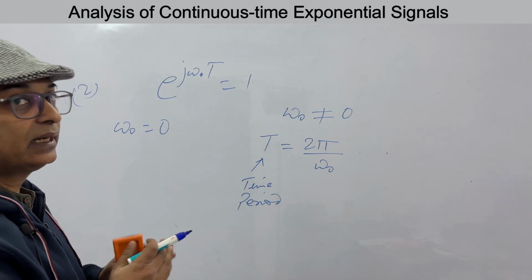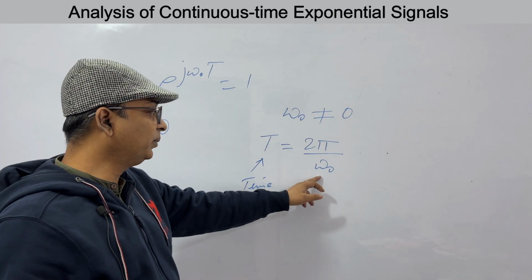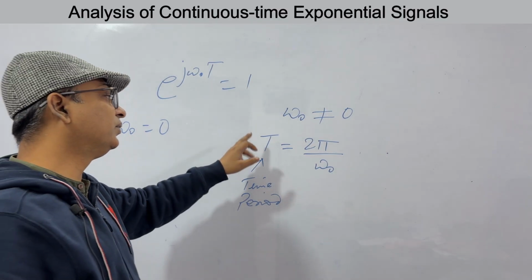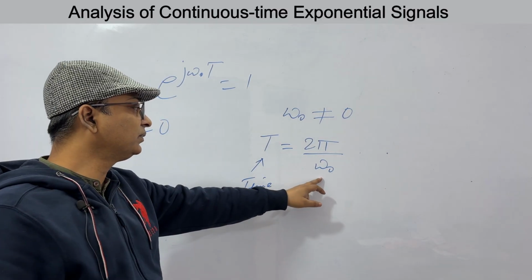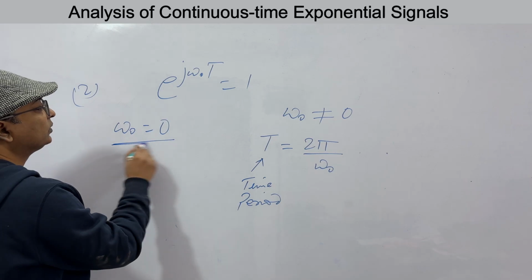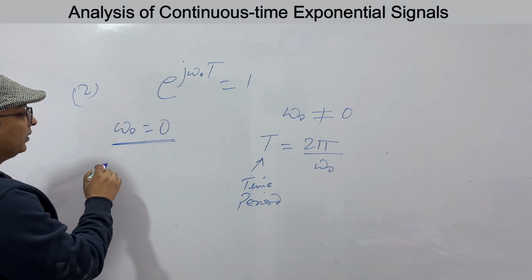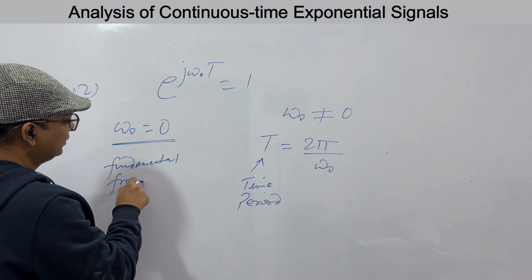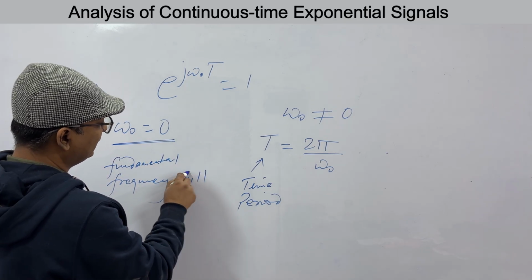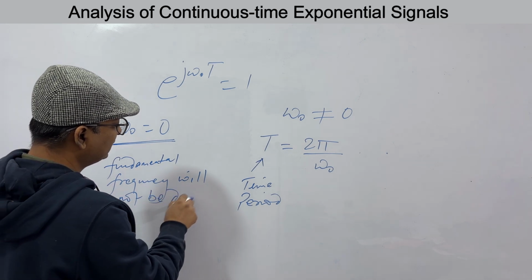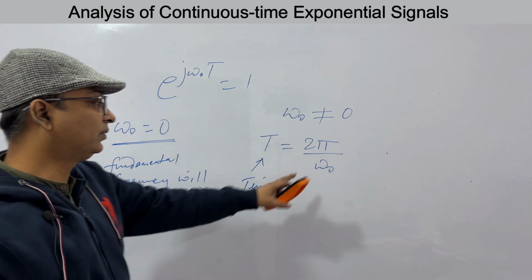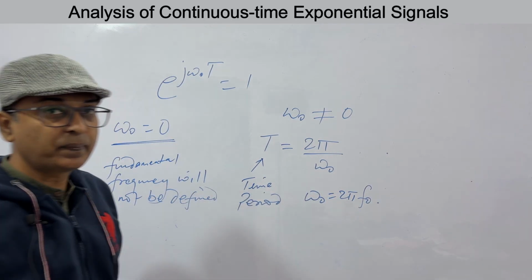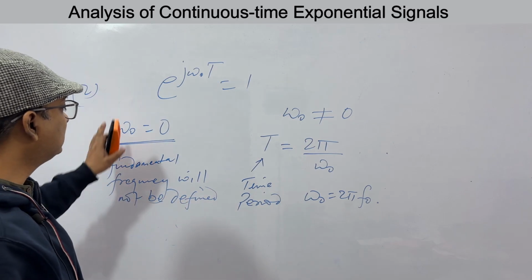The lowest time period corresponds to the fundamental frequency omega 0. What about when omega 0 is equal to 0? Our signal will be periodic undoubtedly, but the fundamental frequency will not be defined. That is, fundamental frequency is undefined here, and fundamental frequency is omega 0 here. Omega 0 is 2 pi f0 frequency.